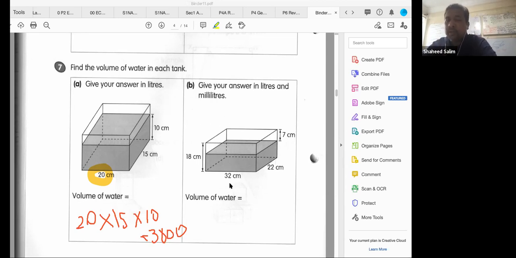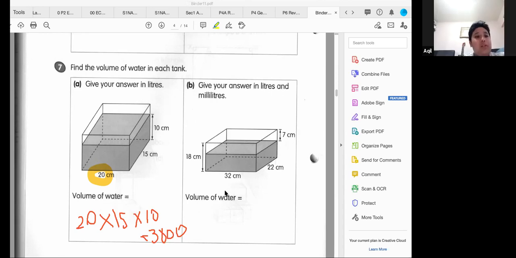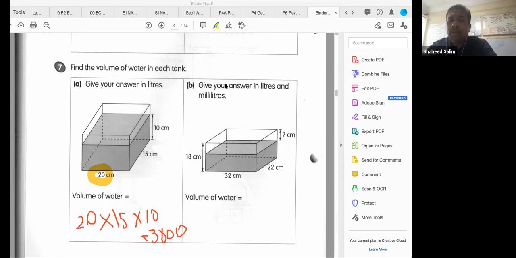Later we change the units. Is this one out of two? There's 1 out of 2, it means it's half times base times height. That is a triangle, the area of a triangle. This is volume: length times breadth times height.